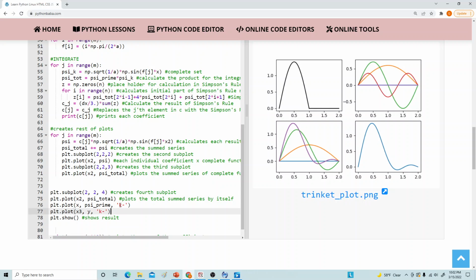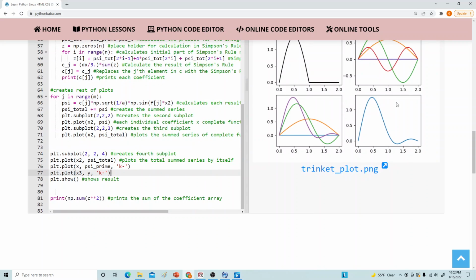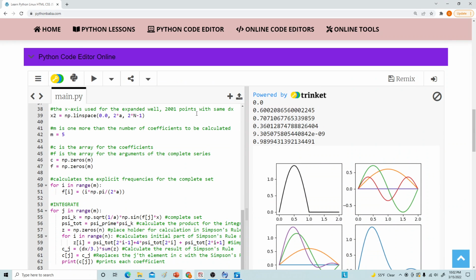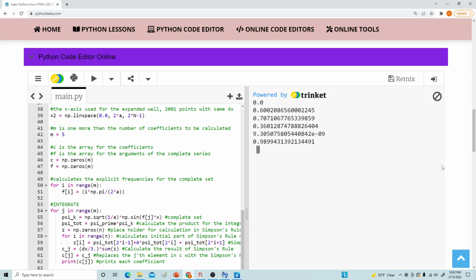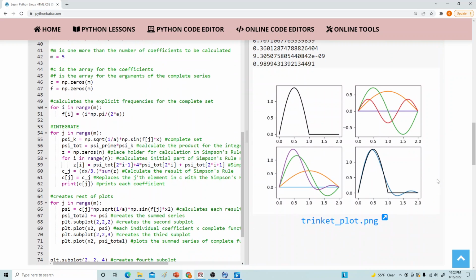And by the way, the K dash means I want my curve to be black, and I want it to be a solid line. And so that's why this is a black solid line. Python then arbitrarily chooses the colors for the subsequent graphs unless you specify. And it will usually, when you have just one, default to blue. So that's why this last one is blue. But if I run this again, then you can actually see how the overall result starts to approximate the original function, which is actually kind of cool.